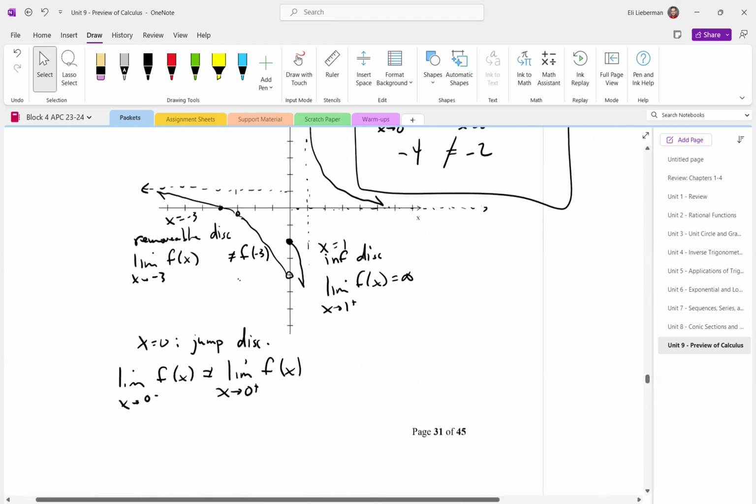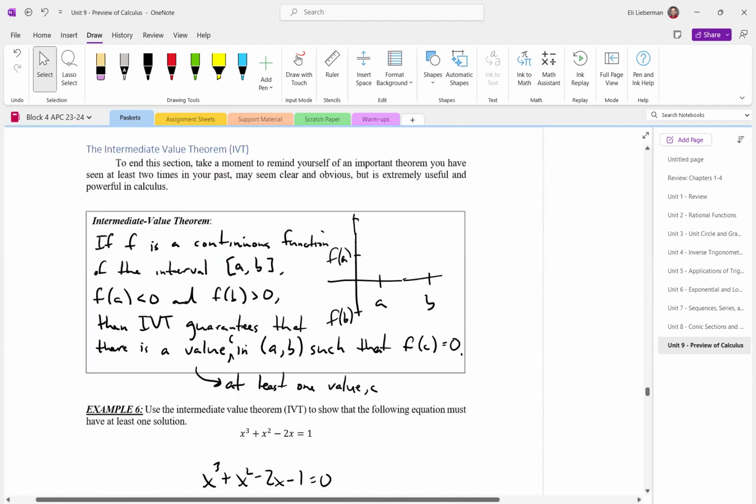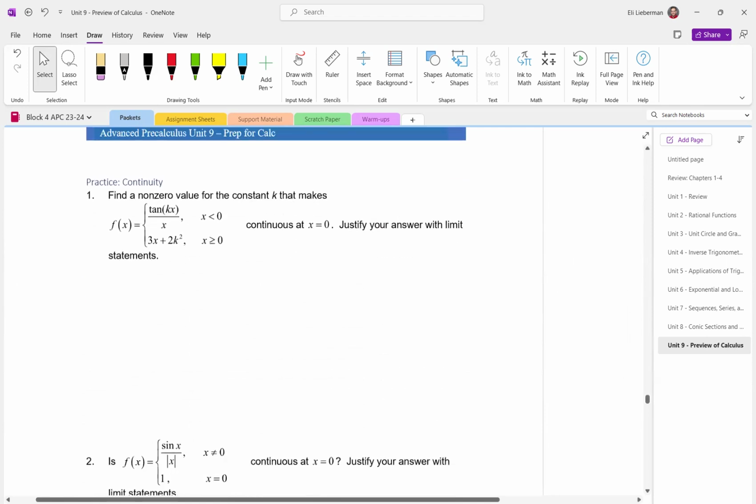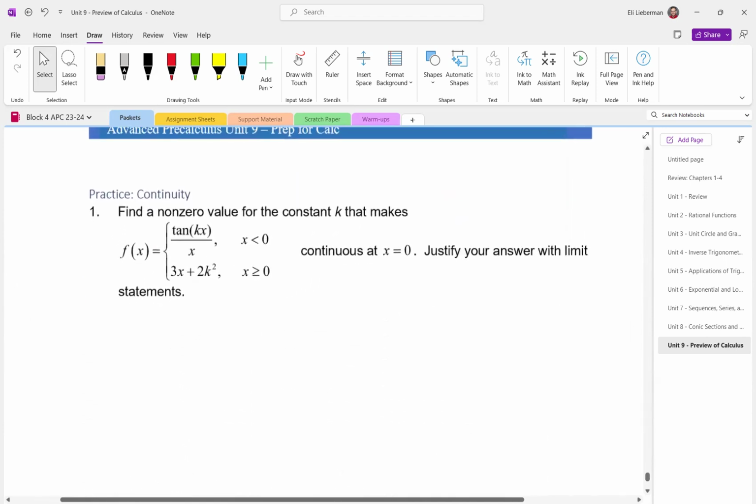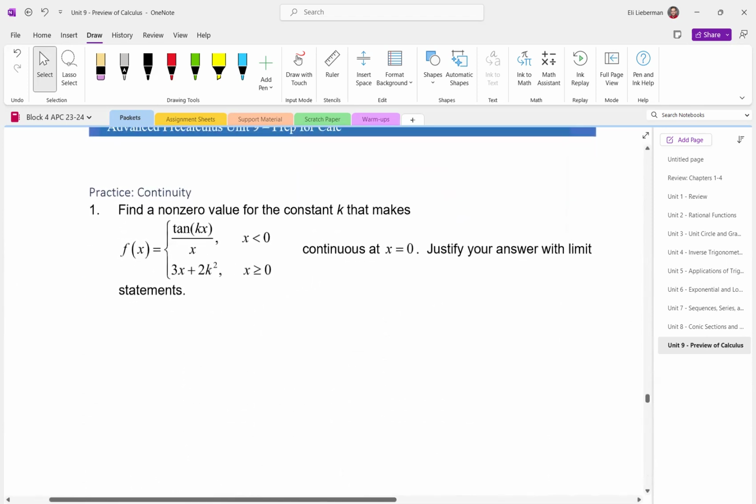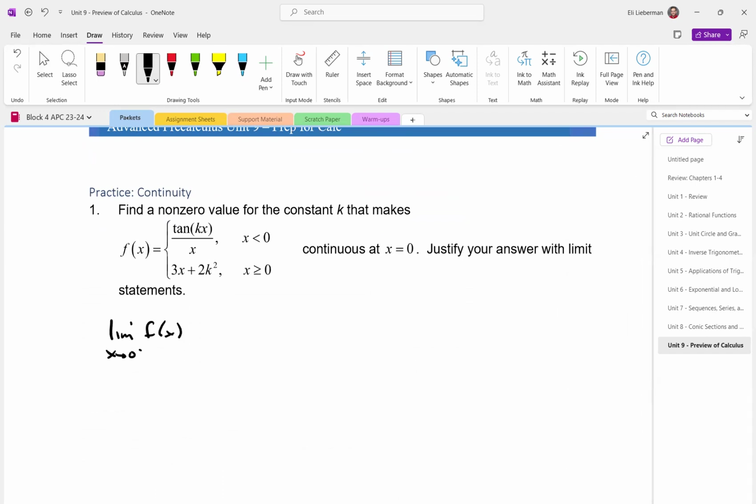So then when you get to your homework, you have this problem. And again, we're going to check to see what happens when x equals 0. So we'll check from the left, the limit as x goes to 0 from the left of this function, and see what happens as x approaches 0 from the right, and see if these are equal to each other.